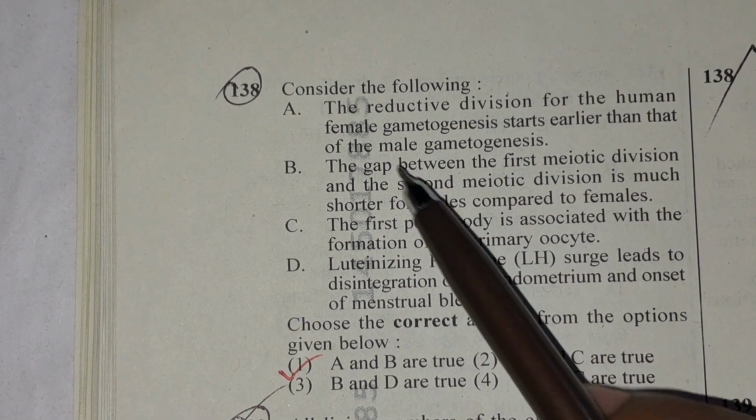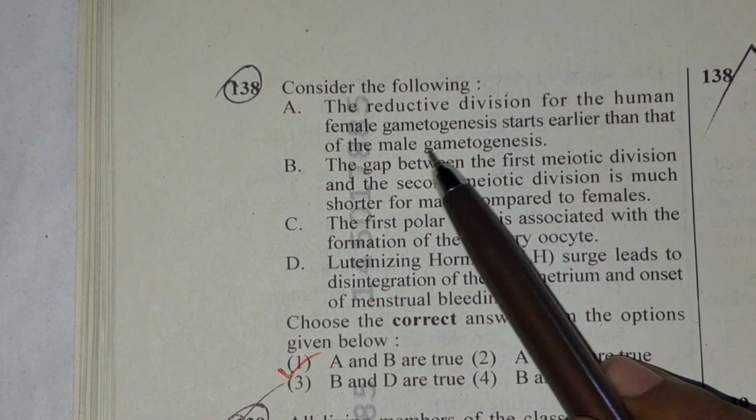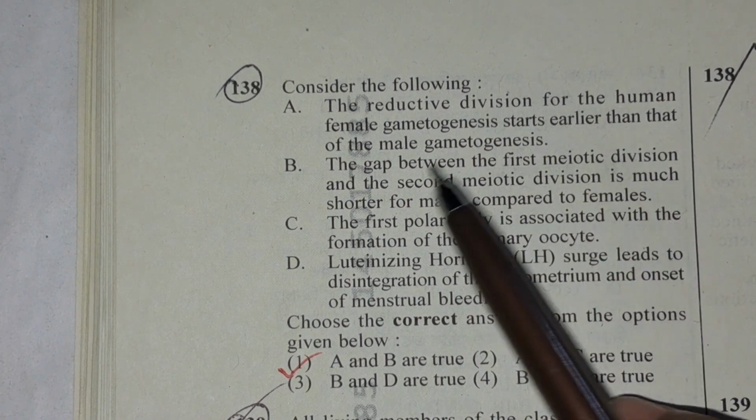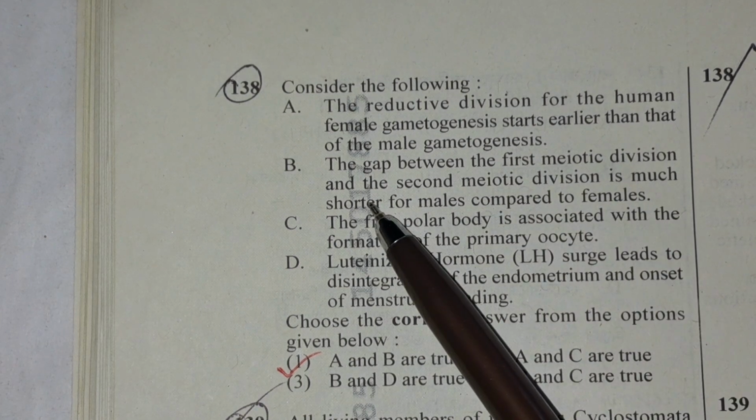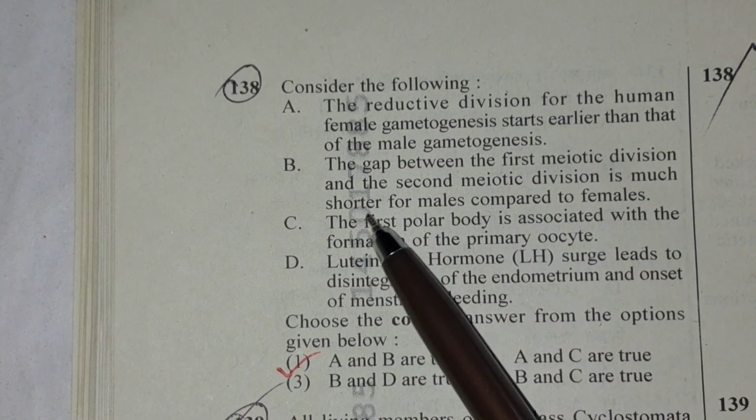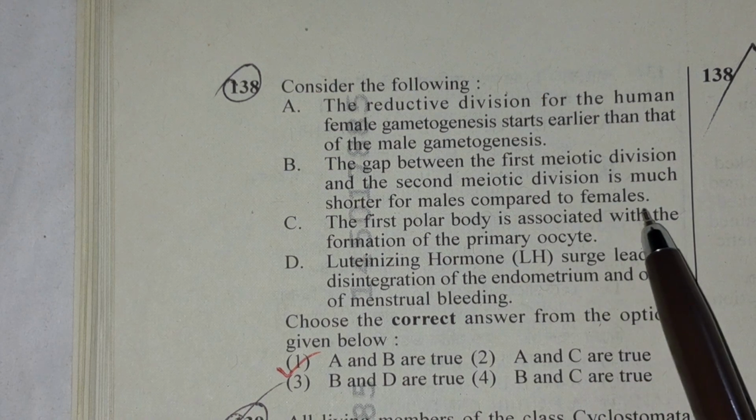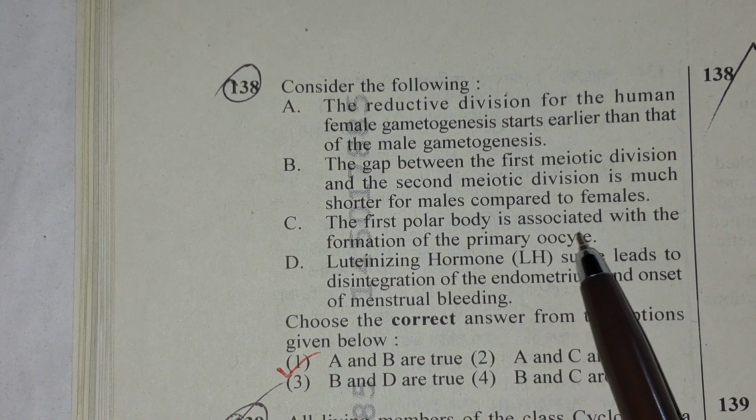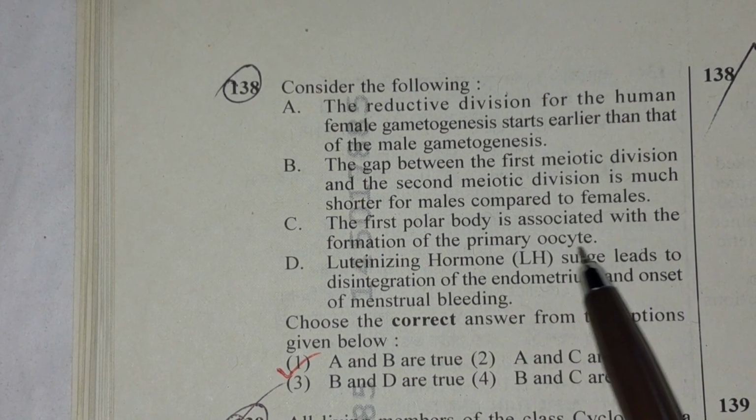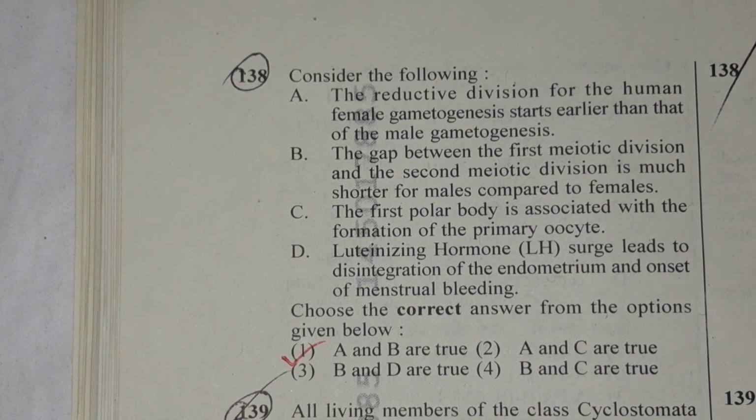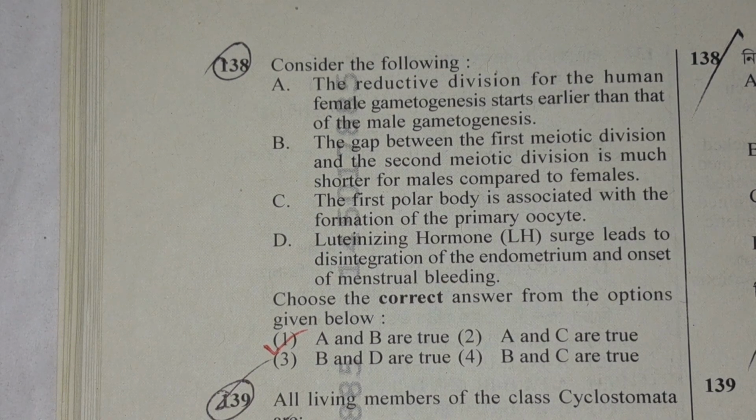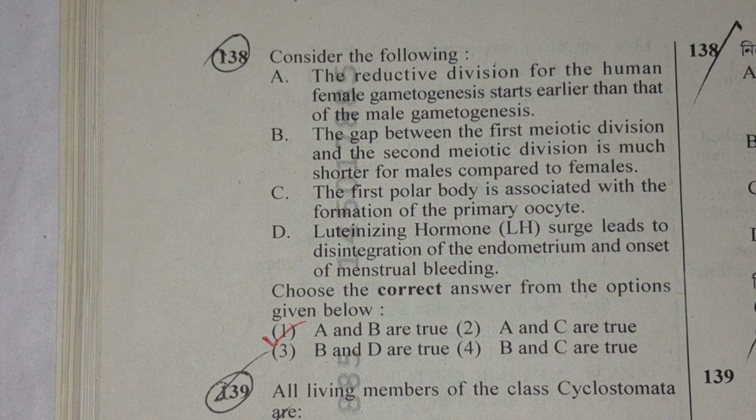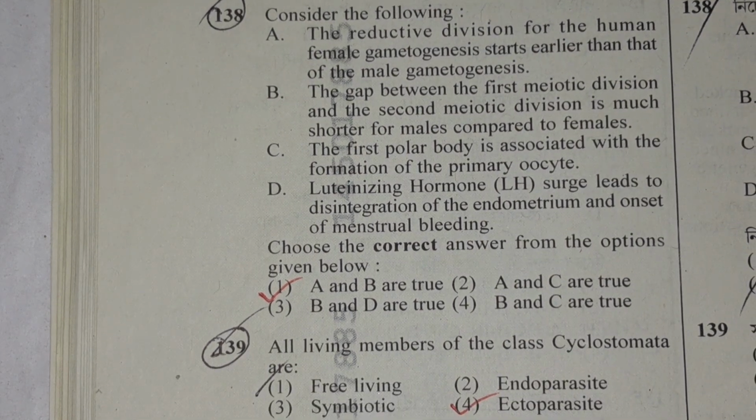Consider the following. The reductive division of human female gametogenesis starts earlier than that of the male gametophytes. The gap between the first meiotic division and the second meiotic division is much shorter for males compared to females. The first polar body is associated with the formation of the primary oocyte. The luteinizing hormone LH surge leads to disintegration of the endometrium and onset of menstrual bleeding. A and B are true. So right is 1. 2, 3, 4 is wrong.